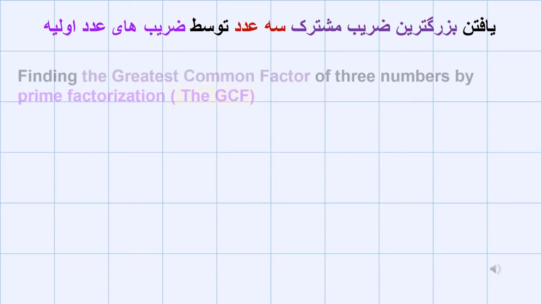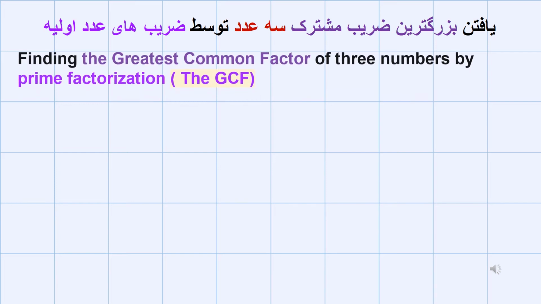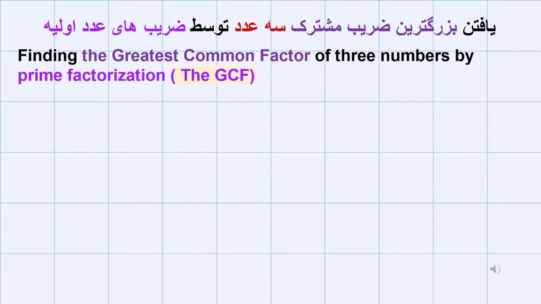Finding the greatest common factor of three numbers by prime factorization, the GCF. Friends, as you learned previously how to find the greatest common factor of two numbers by prime factorization of those two numbers, in the same way we can find the greatest common factor of three numbers by prime factorization of these three numbers. The three numbers we are working on right now are 50, 30, and 10. The first step is to find the prime factorization of these three numbers. The first number is 50.